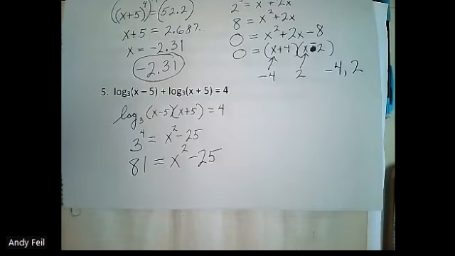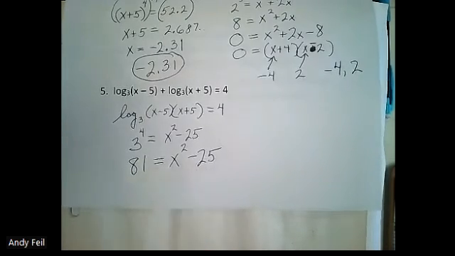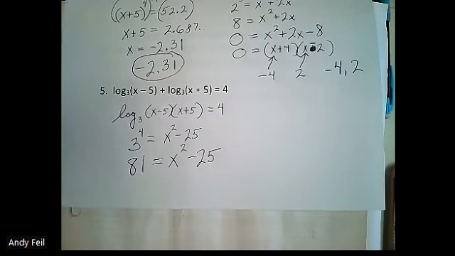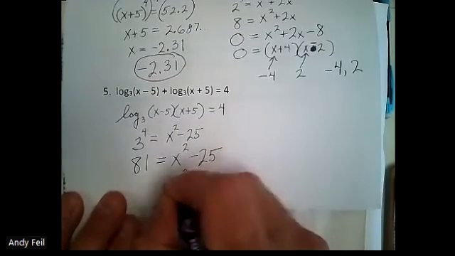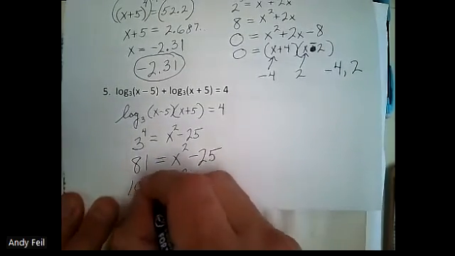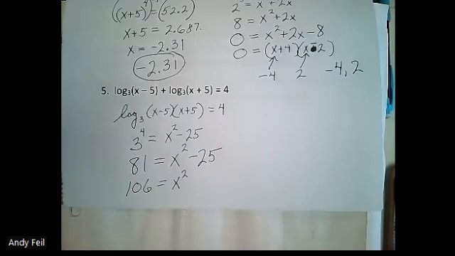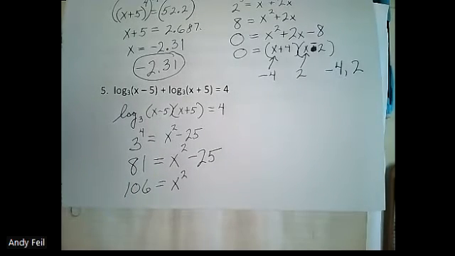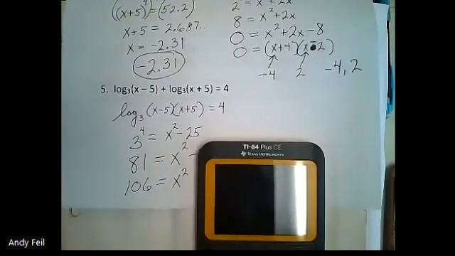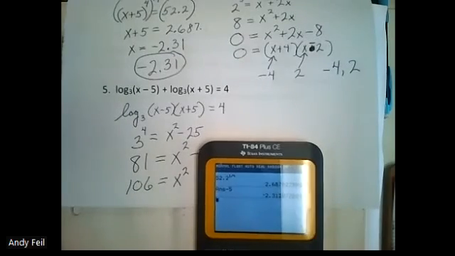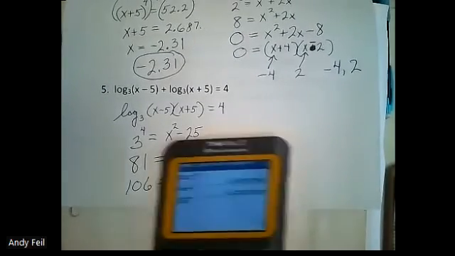I want to get x all by itself. So what should I do? I want to get rid of the negative 25. What's the opposite of subtracting 25? Adding 25. So that gives you x squared equals 106. Now what do I do to find the answer? Square root. Yeah, it's going to be an ugly number. We'll just let the calculator figure out. What's the square root of 106?